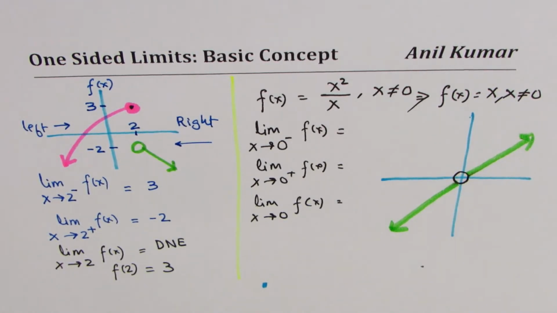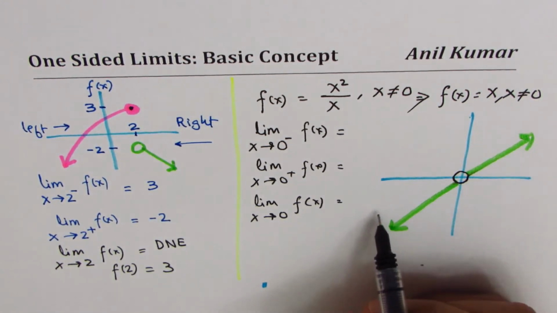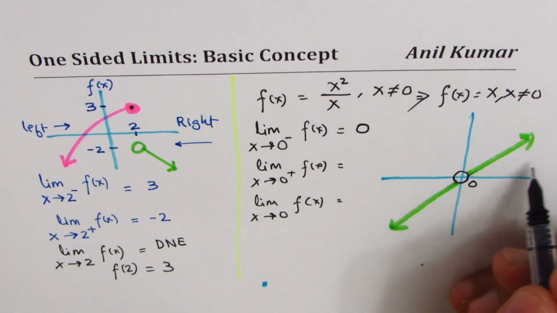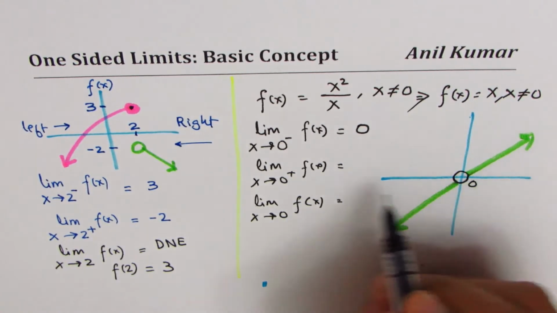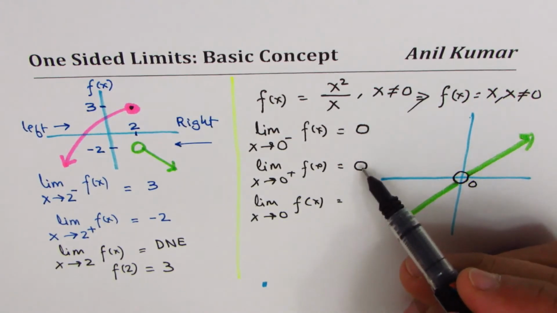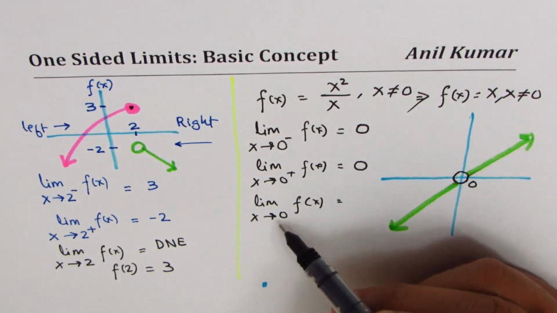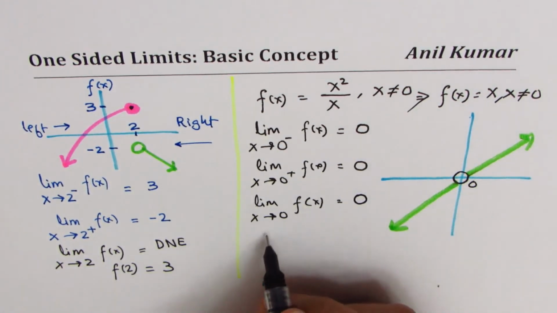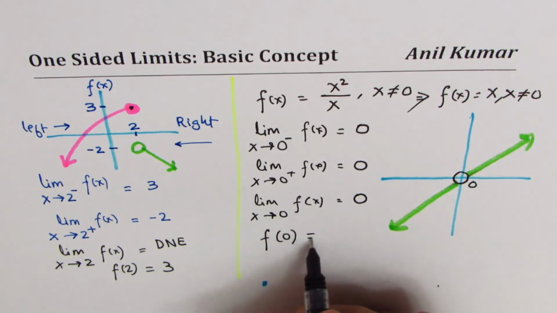And now it's easy for us to answer all these questions. So sketching is a good way of doing things for finding one-sided limits. Okay. So when you're approaching 0 from the left side, you hit this portion and you're approaching 0 itself. So this answer is 0. If you're approaching from the right side, you again approach origin, so it's 0. Since these two limits from left and right are the same, the limit exists as x approaches 0, and this is also 0. However, what is the value of the function at 0?